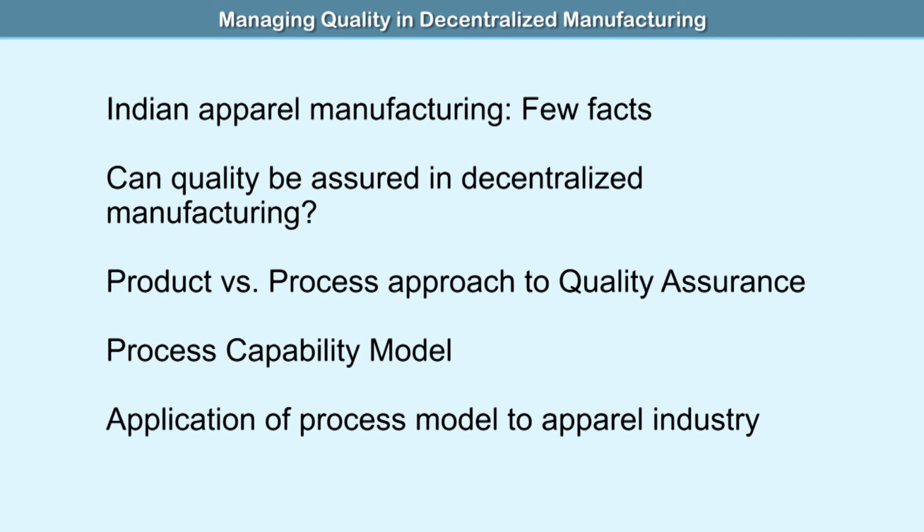Managing quality in decentralized manufacturing. The presentation coverage is: Indian apparel manufacturing, few facts. Can quality be assured in decentralized manufacturing? Product versus process approach to quality assurance, process capability model, application of process model to apparel industry.